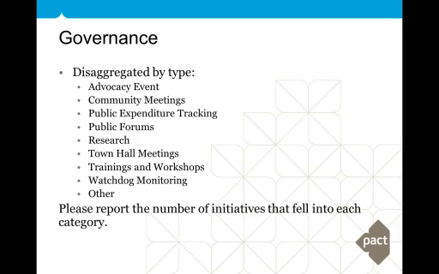We're also adding one type of disaggregation to the disaggregation by type, and that's advocacy events, which haven't been on there before. So please report the number of initiatives that fall into each category. If you see something on this list that is missing, something that you do that doesn't fall well into any one of these categories, please reach out to us before the deadline, before reporting begins in October, preferably. And if we think that it's something reasonable that might be captured across multiple projects, we can add that as a type of disaggregation.